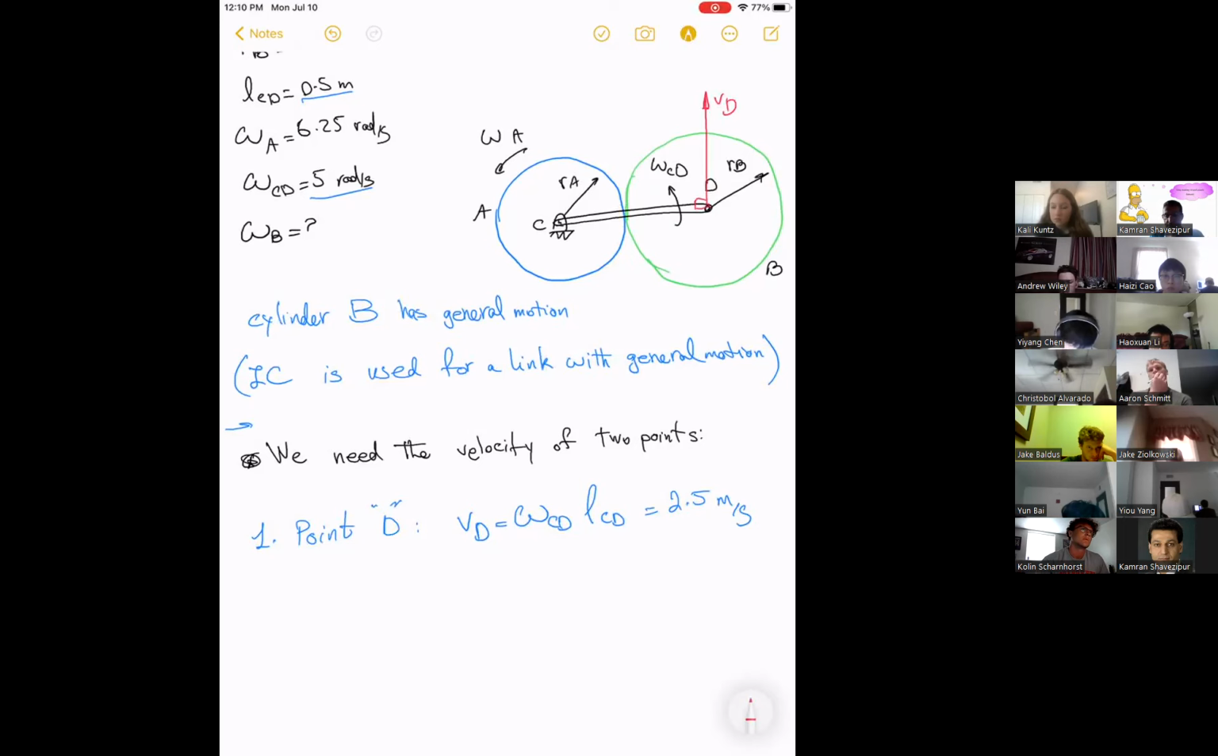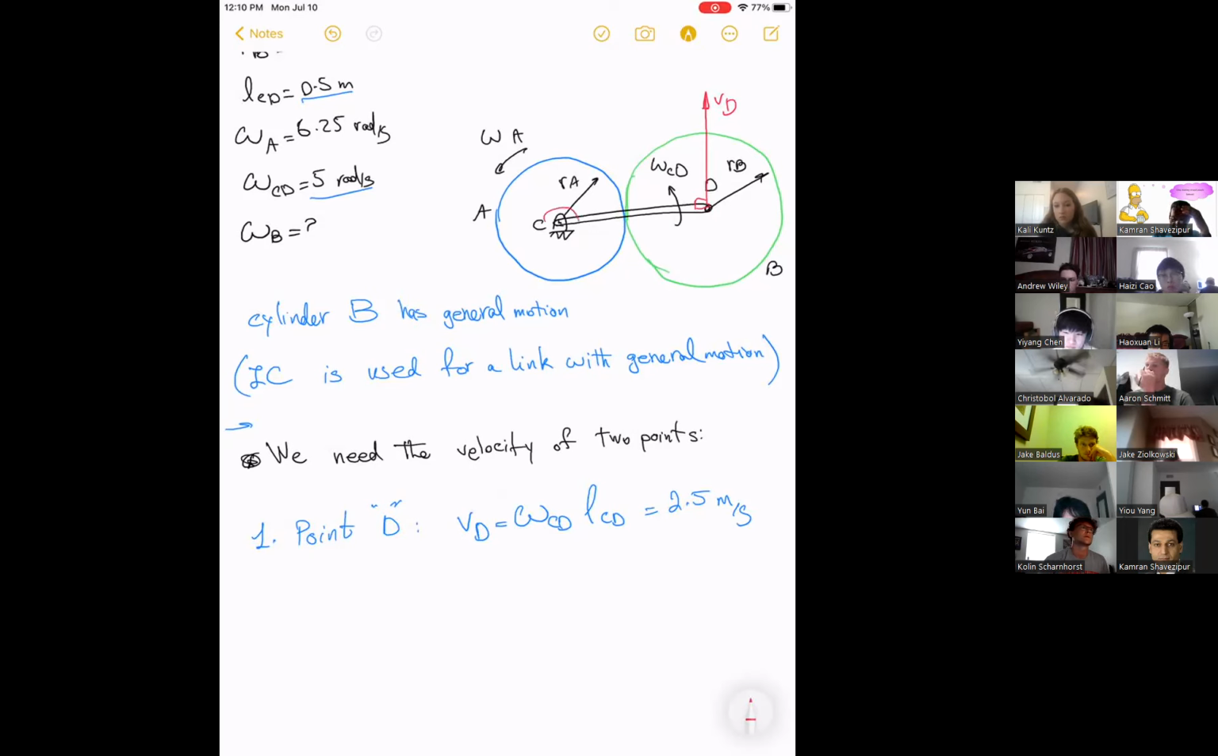Colin, do you have any idea? So it has to be another point on B. Another point on B that I know its velocity. I'm not sure. Do you know? Anyone? IZ, Andrew? Could it be C since everything's rotating around it, so the velocity is 0?